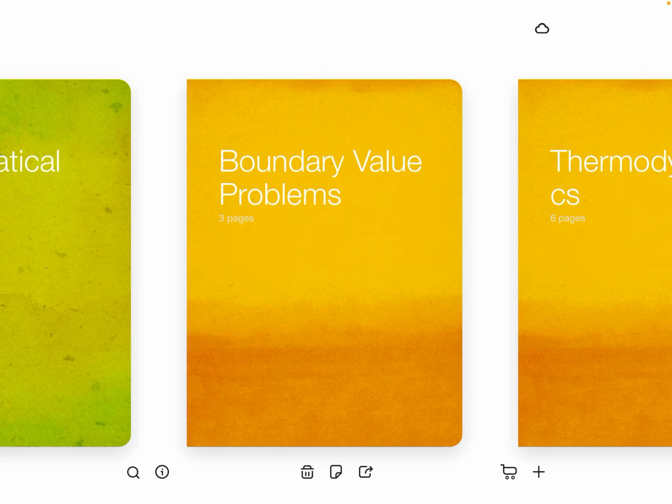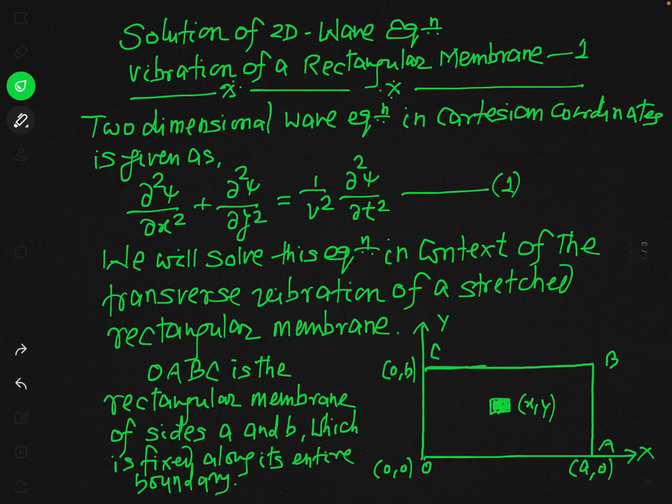We have seen the solution of the one-dimensional wave equation in Cartesian coordinates in the previous lecture. And now today we are going to see the solution of the two-dimensional wave equation, again in Cartesian coordinates. In fact, as we have seen in the earlier lecture, we solved the one-dimensional wave equation by taking an example of a string fixed at its two ends rigidly.